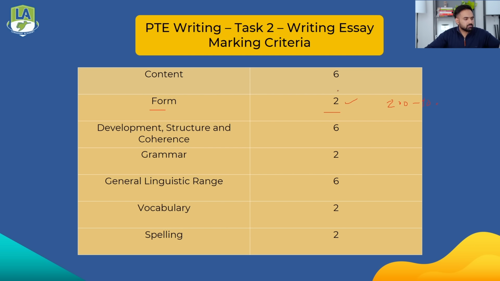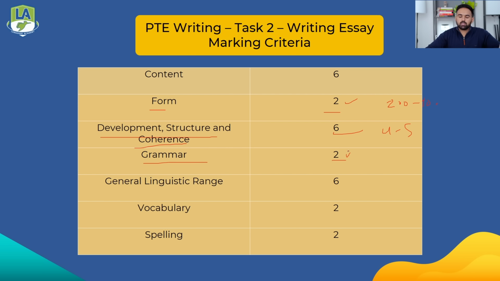Then you get 6 points for development, structure and coherence. For this, you have to make sure you write 4 to 5 paragraphs, you use proper connectors and your ideas are in a logical flow. You use proper connectors, which I'll be giving you in the template and the structure I'm providing you. If you follow that, it is going to be okay. Then you get 2 points for grammar, pretty straightforward.